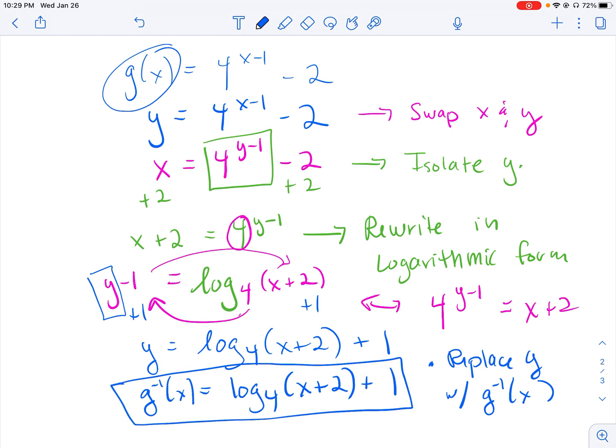Now, there are a couple ways we could check this. A great one would be to plot both of these on your calculator, and remember that inverses reflect across the line y equals x. So you could verify that with your calculator. You could also check the table and make sure that the x and y values are just being swapped. So I hope that helped a little bit with this problem.